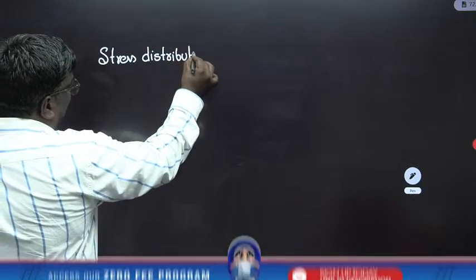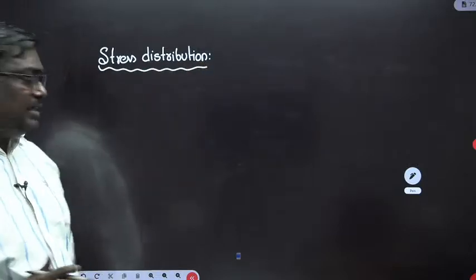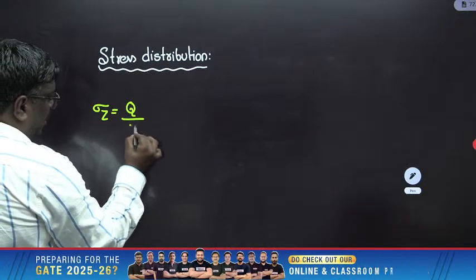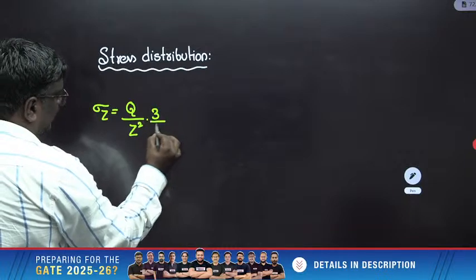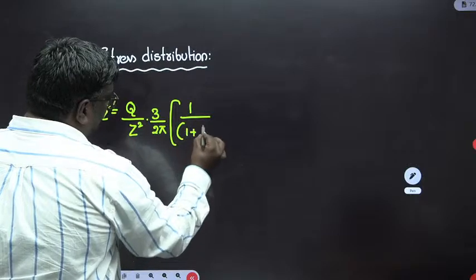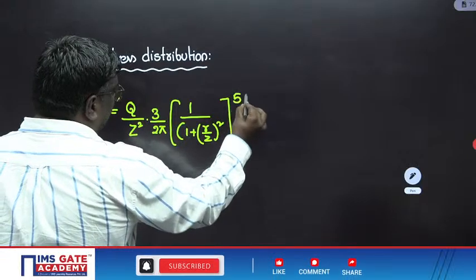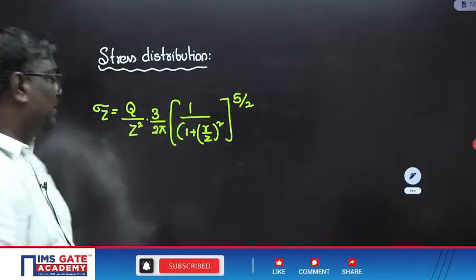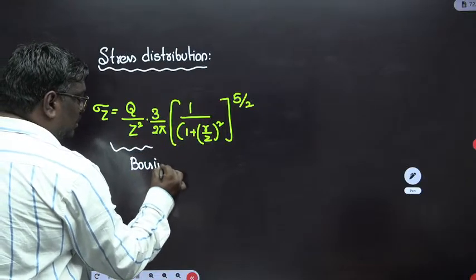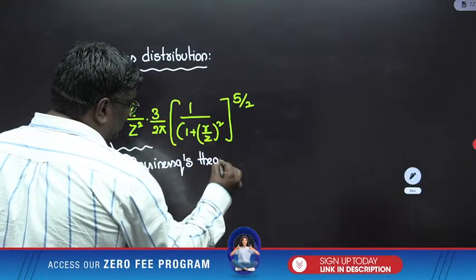Sir, using Boussinesq's theory, they can ask you what is Boussinesq's theory. The stress at a depth z is given by the formula sigma z is equal to q by z square into 3 by 2 pi into 1 upon (1 plus (r by z) whole square) whole power 5 by 2. This is the equation given by Boussinesq's theory.